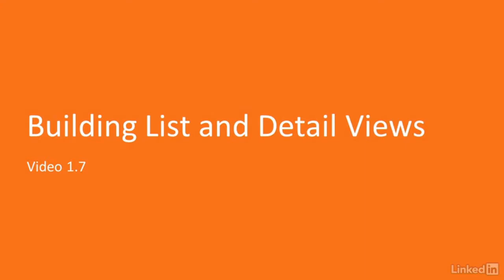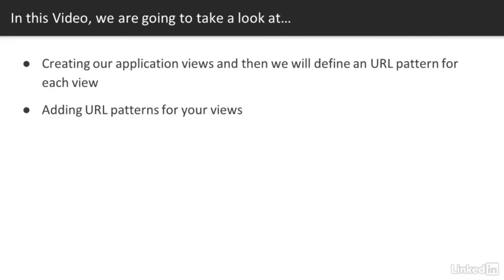In the previous video we saw how to work with query sets and managers. This is the 7th video, building list and detail views. In this video we'll first see how to create list and detail views. We'll then move on to add URL patterns for your views. In the end we'll deal with canonical URLs for models.